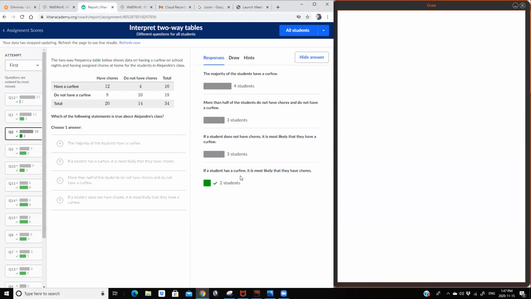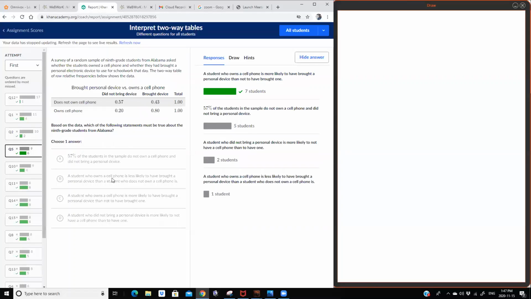If a student has a curfew, okay, that means only look at this row. Yes, only look at these 16 people. If a student has a curfew, only in this row, it is more likely that they have chores. That's correct. 12 out of 16 have chores, 4 do not have chores. So among the students who have a curfew, they're more likely to have chores. That one is the correct one. Let's take a look at this one.